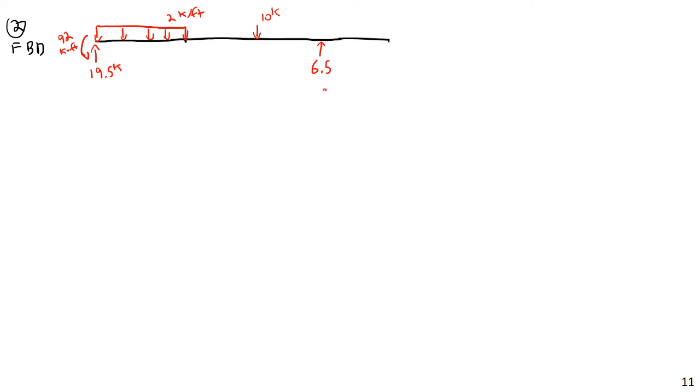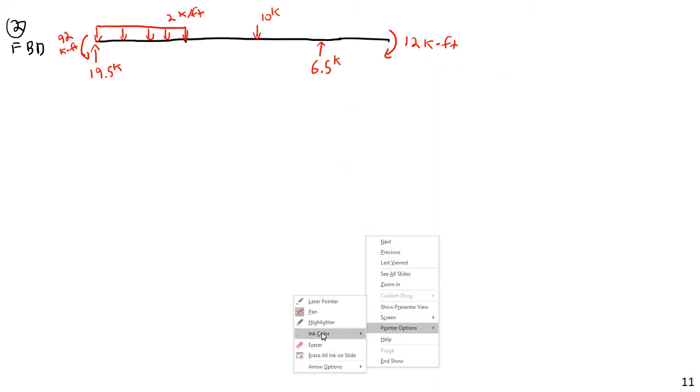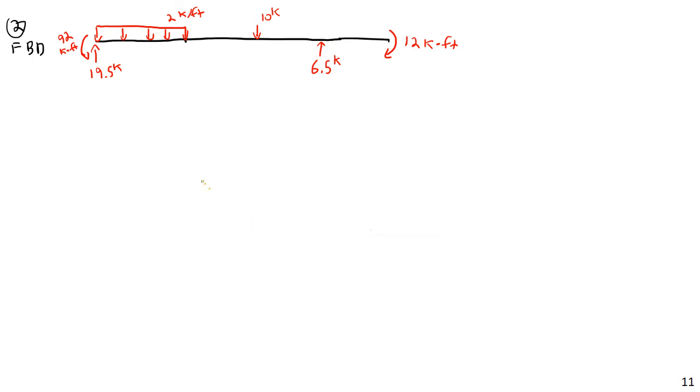Then I have my reaction here of 6.5 kips, and then I have my end moment, my applied end moment of 12 kip feet. So notice there is no distinction between the reaction moment and the applied moment. They're all just couples at this point. Then I want to go ahead and put some dimensions on here. This is going to be 4 feet. This is going to be, let's see, 8 feet, 4 feet, 4 feet, and 8 feet.